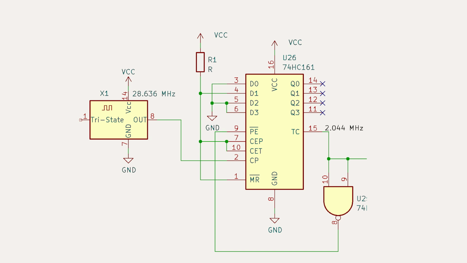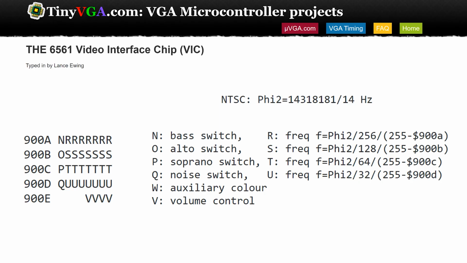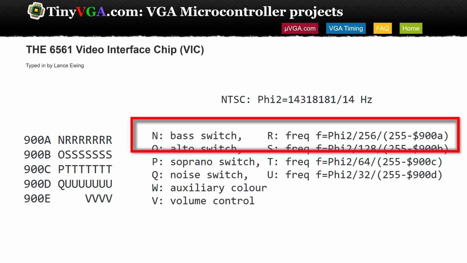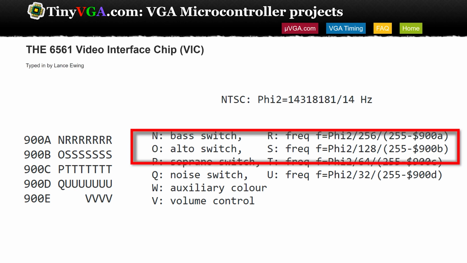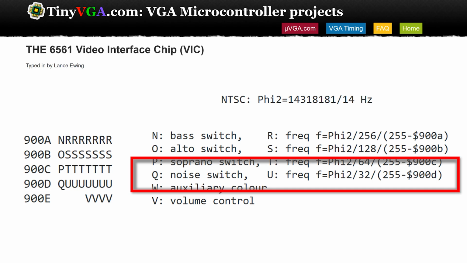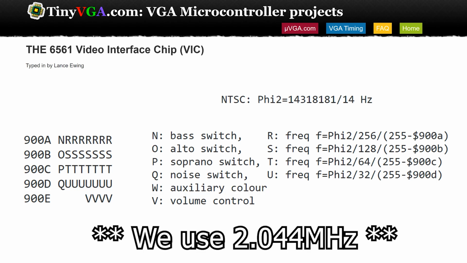This one will have a base frequency of 2.044 MHz, which is twice the 1.022 MHz signal I need, but we'll also deal with that a bit later. From this reference signal, we can generate the frequency for each channel. For bass, this is 2.044 MHz divided by 256, divided by 255 minus the contents of register 900A. For alto, we first divide by 128, soprano 64. For the noise channel, we divide by 32, and then 255 minus the contents of 900D. Note that I am using twice the frequency than the one mentioned here on this page.